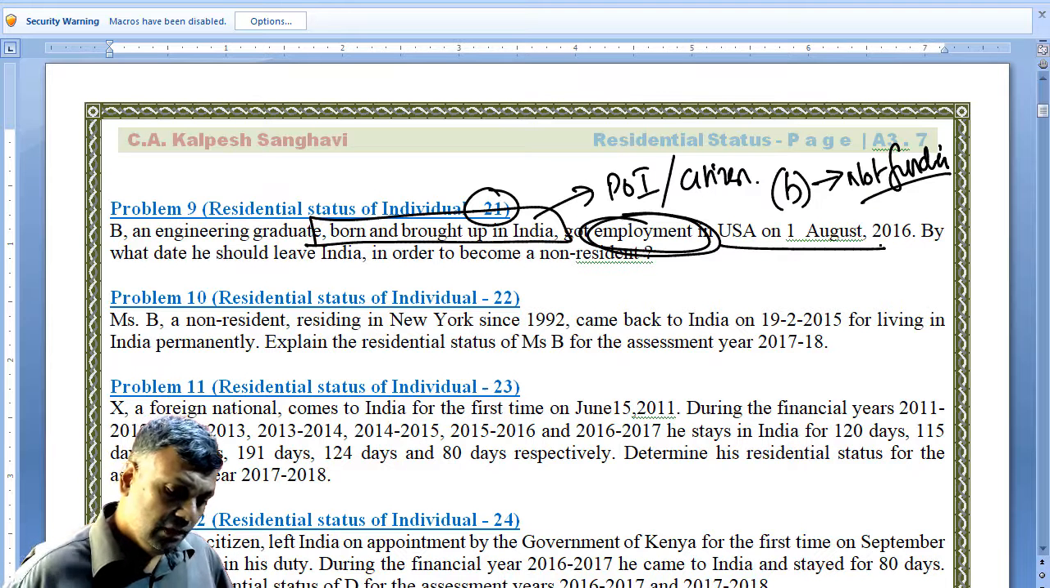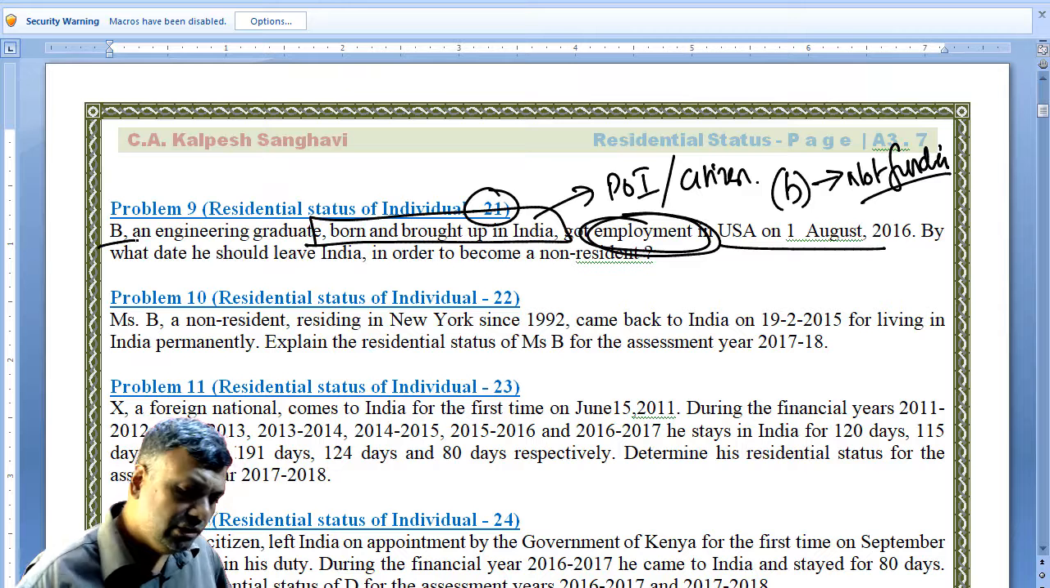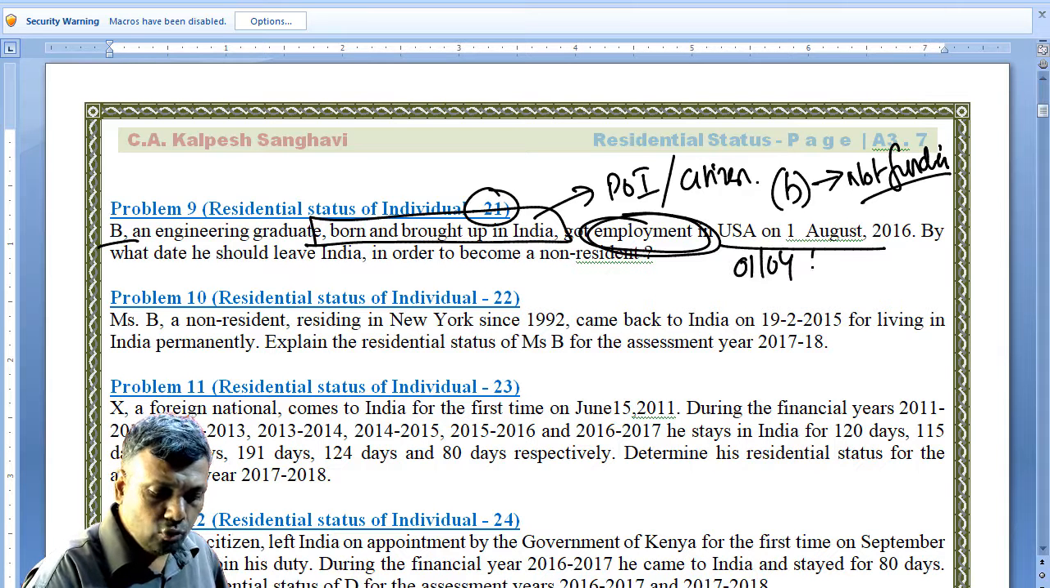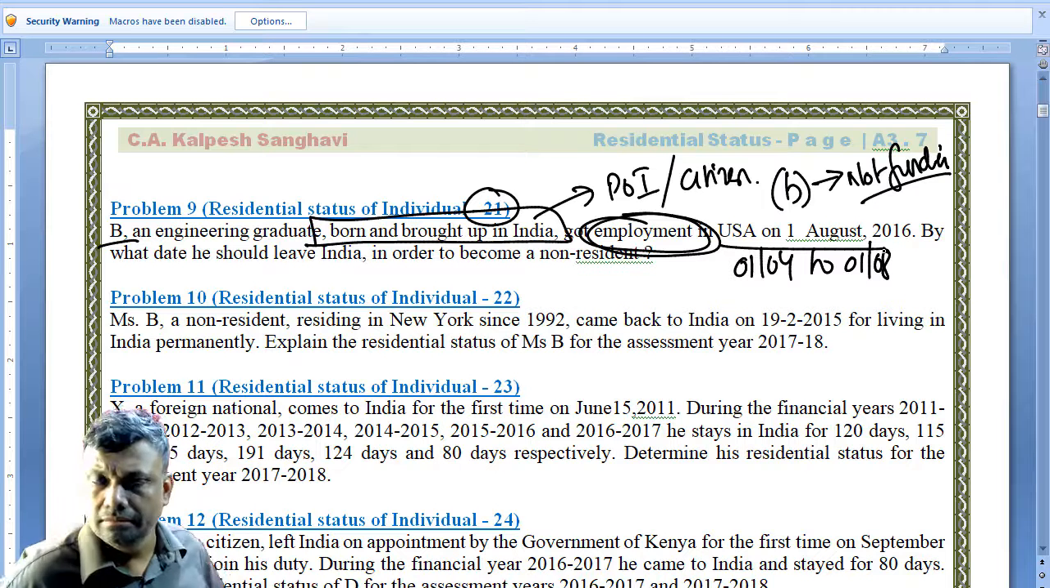So, he is an engineering student. He got a job on 1st August. That means from 1st April to 1st August, these many days he already enjoyed in India.